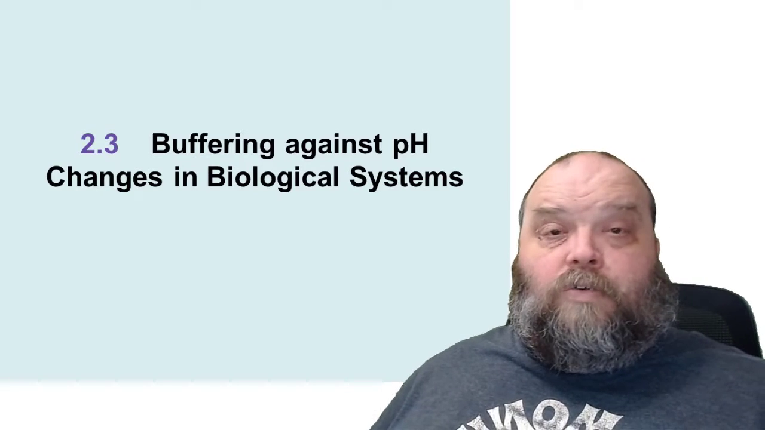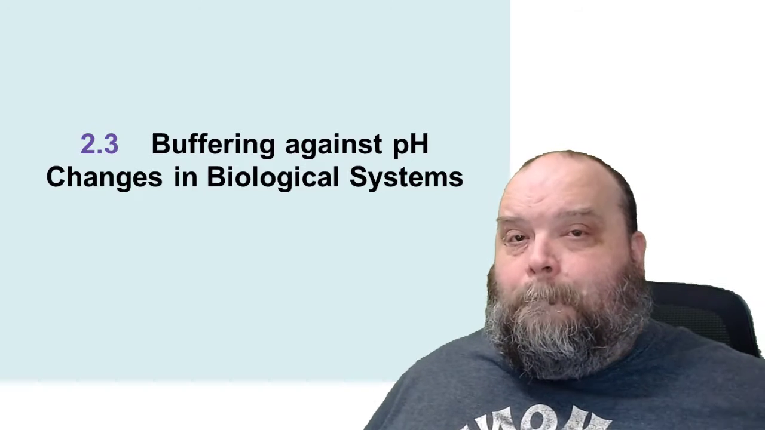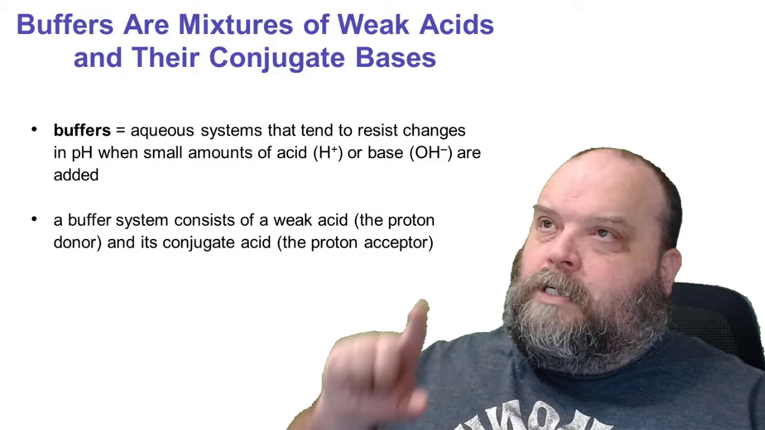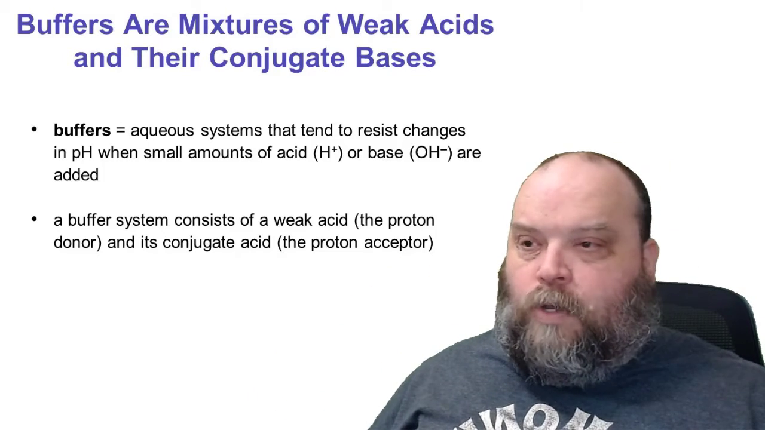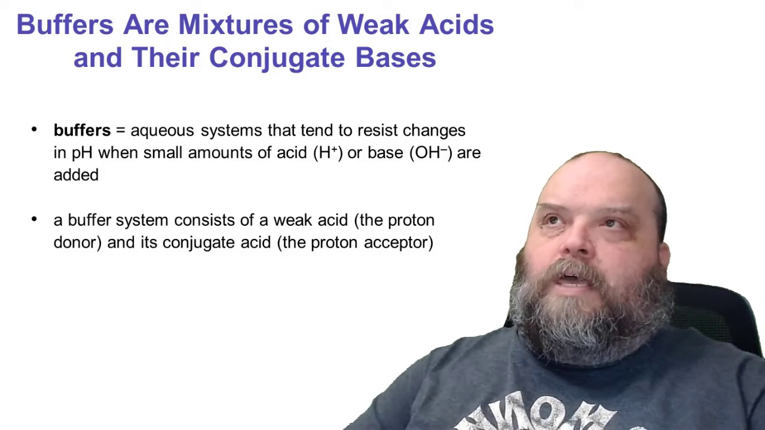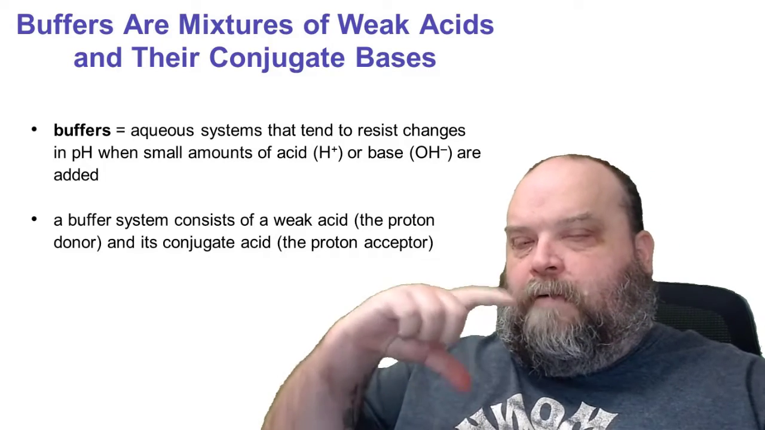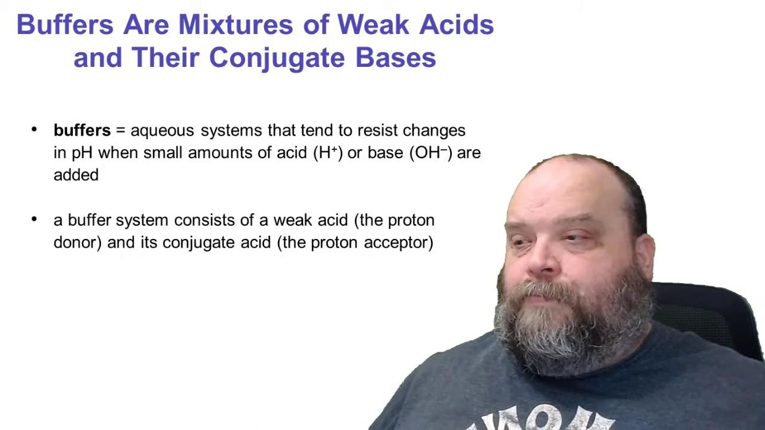Okay, Section 3, Chapter 2, Buffering Against pH Changes in Biological Systems. So we know in a titration curve, there's going to be a region within that, there is a buffering where it levels out before it takes off again, that lag.